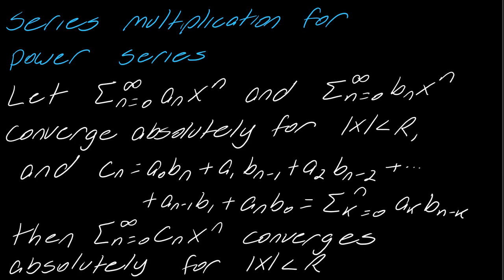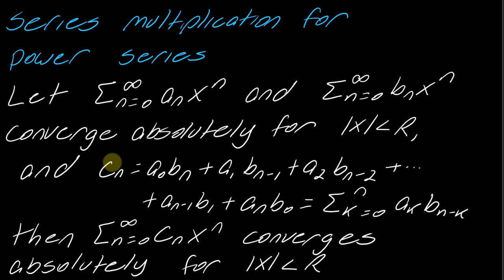So let's start with series multiplication for power series. If I have two different series, a sub n x to the n and b sub n x to the n, and they both converge absolutely for some values of x less than r, then C will be this combination of a sub naught b sub naught, a sub 1 b sub n minus 1, all the way out to a sub n b sub naught. So my c sub n's will be this combination of multiplying the two coefficients together.